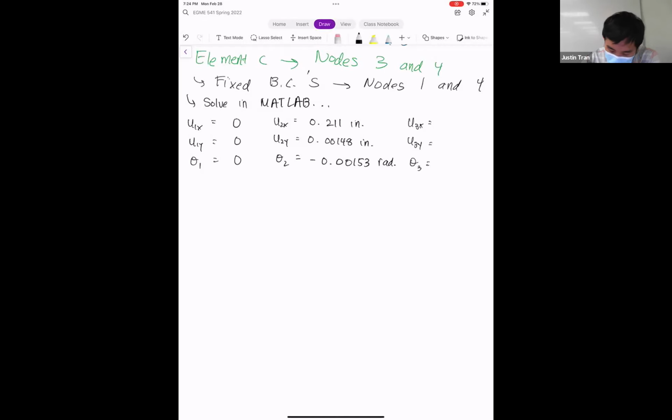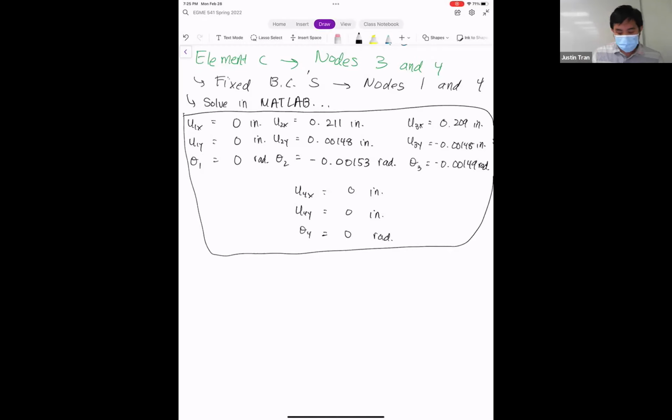Then we have u3x, u3y, and theta 3. So u3x is 0.209 inches. u3y is minus 0.00148 inches. Theta 3 is minus 0.00149 radians. Then we have u4x, u4y, theta 4. All of these are 0. All right, so any questions on this example?